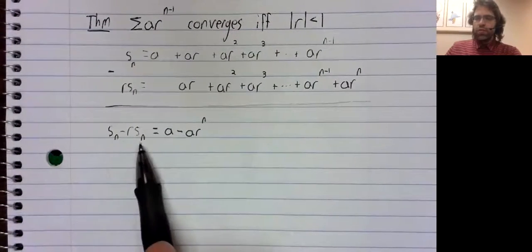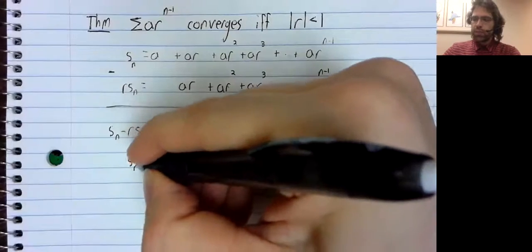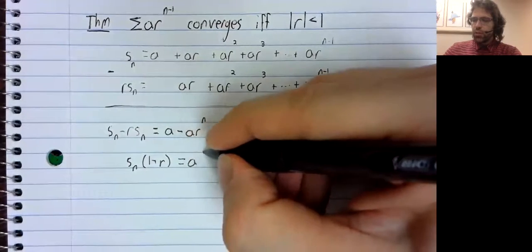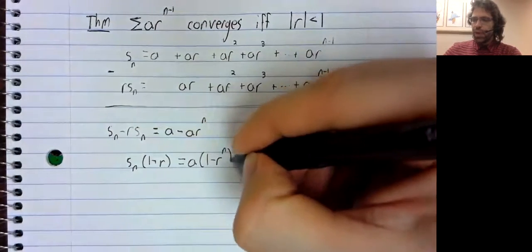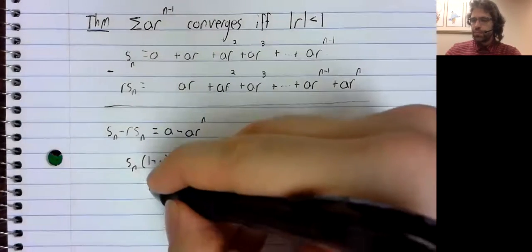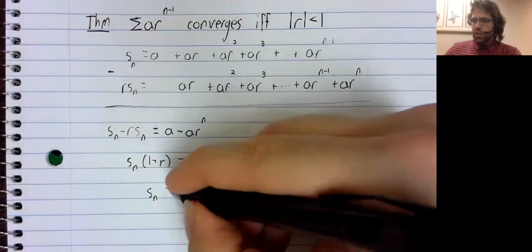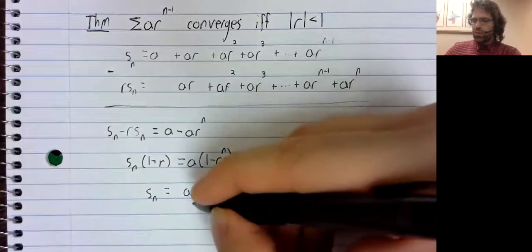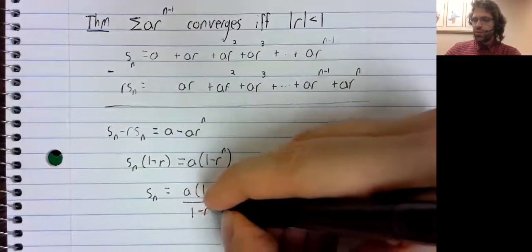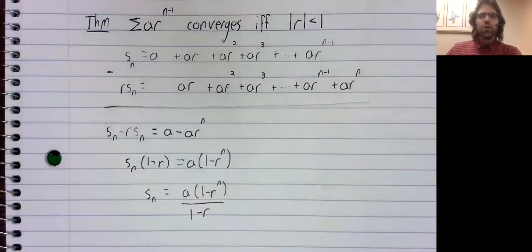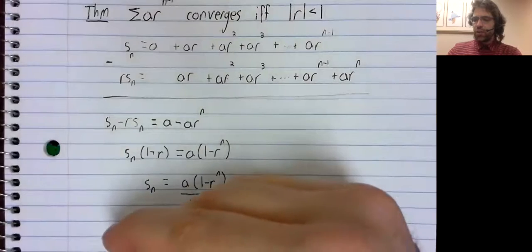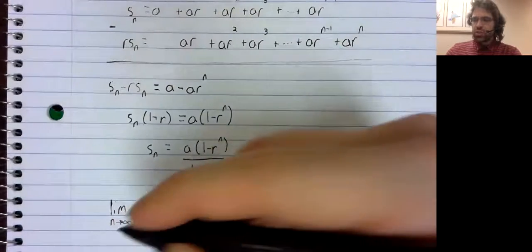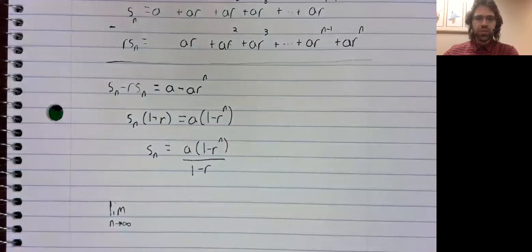Now we'll solve for the nth partial sum. We'll pull this S sub n out. Over here, we pull A out. And S sub n equals this. And this is the nth partial sum. To investigate convergence or divergence, we take the limit and see what happens.